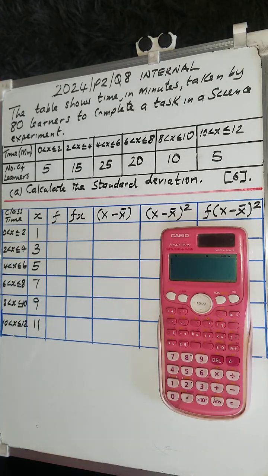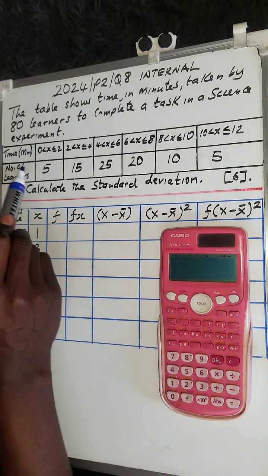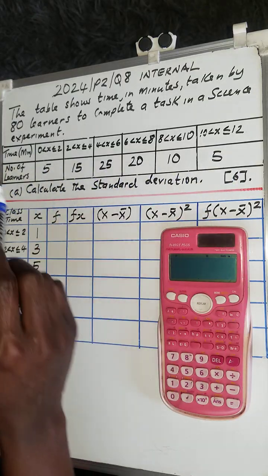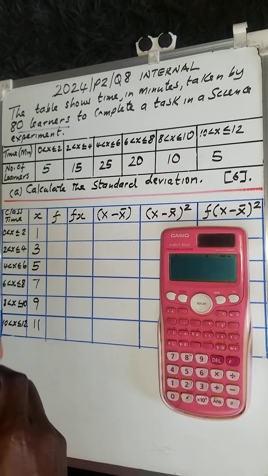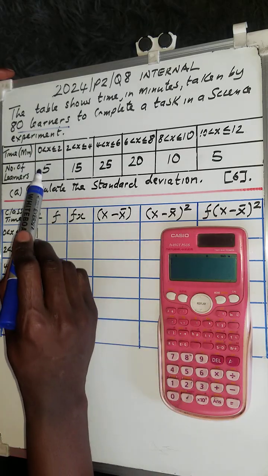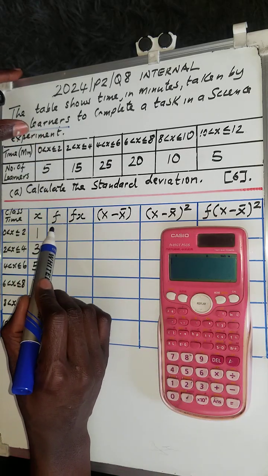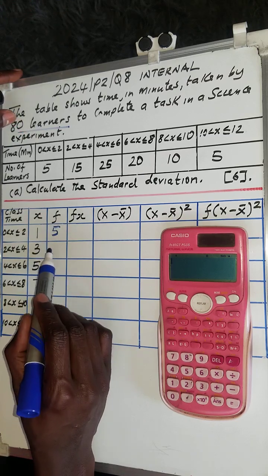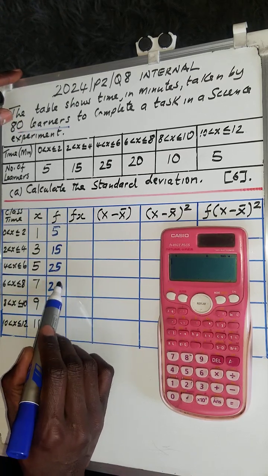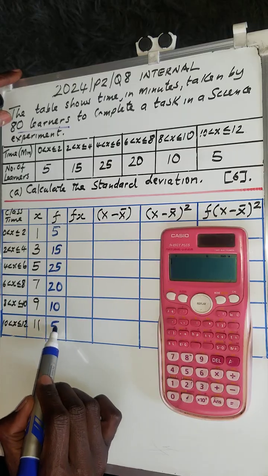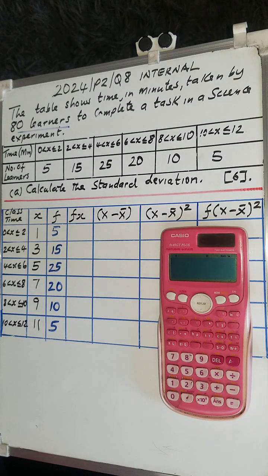So for the frequencies, let me use a blue marker. It is the number of learners. So those are representing the frequency. And they told you there were 80 learners. This experiment or task was taken by 80 learners. So between this class interval, there were just 5. So that would be 5, 15, 25, 20, 10, and a 5. So that is what we are going to have there.